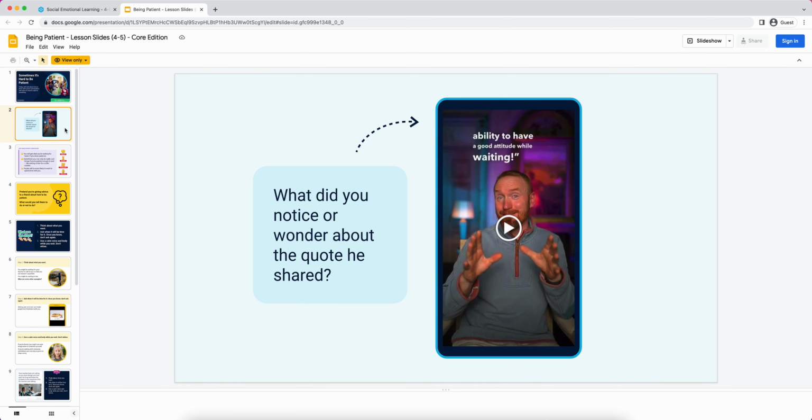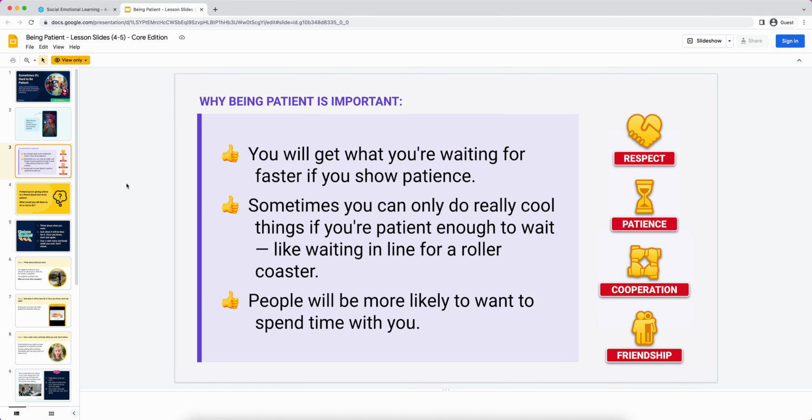Not all the lessons have an attention getter here, but it is a relatively common feature. On a good deal of the lessons, you're going to see either a quote or a video, and it always has a discussion prompt. Like one short discussion prompt, so you're not just showing it to students or throwing a quote at them. You're pausing a little bit for some discussion. It's related to the subject of the lesson, to the skill, and it's just getting students talking. So I would play that and then say, what did you notice or wonder about the quote he shared? It's a very general, open-ended question. Let students come at it from any direction they want.